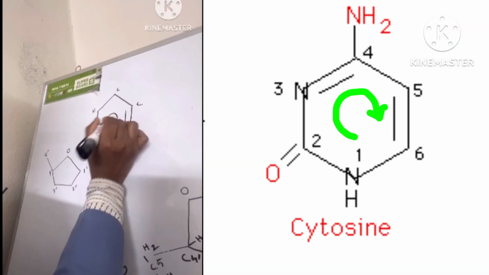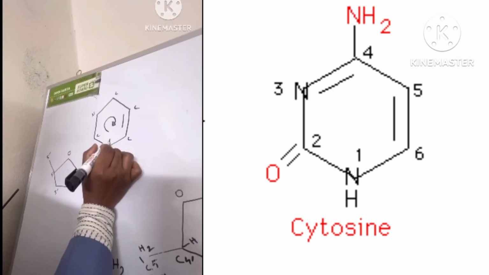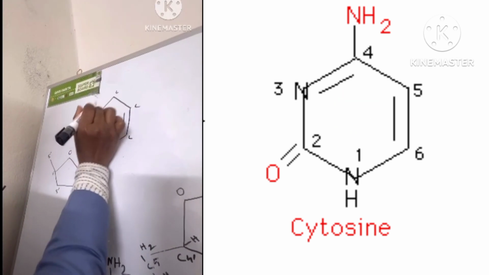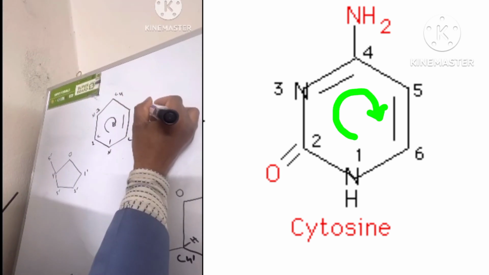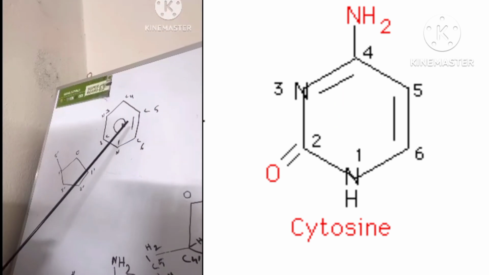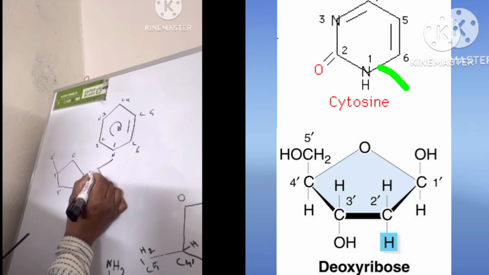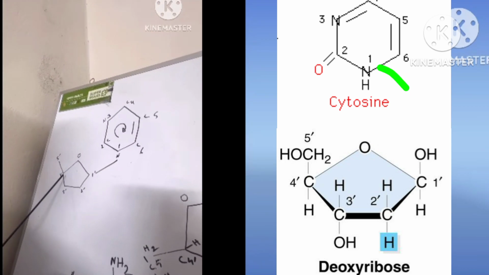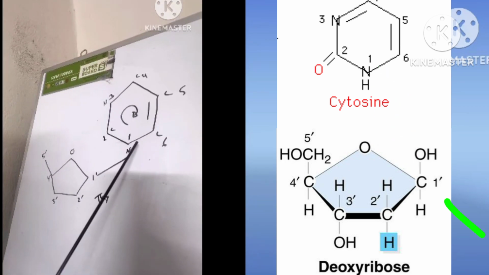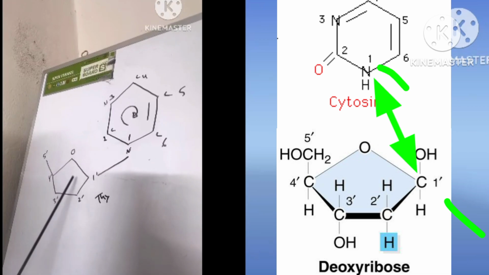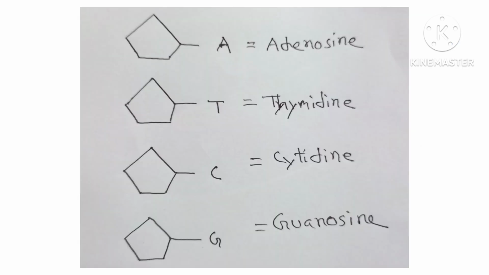Pyrimidine is a single ring structure numbered in clockwise direction. This is 1, 2, 3, 4, 5 and 6. In pyrimidine, the nitrogen at 1 position always binds with the carbon of 1 prime position of sugar and forms either thymidine or cytidine. Sugar plus adenine forms adenosine.